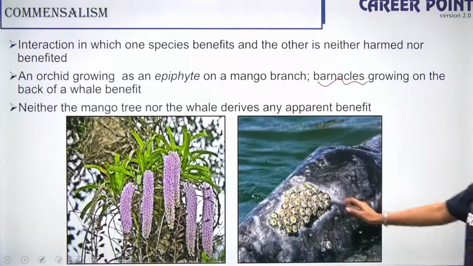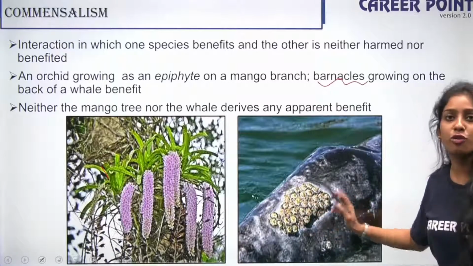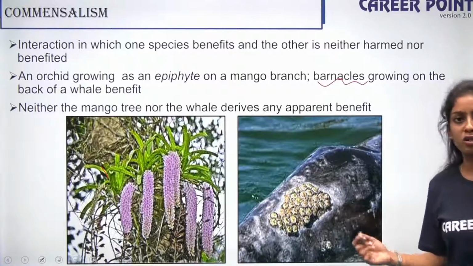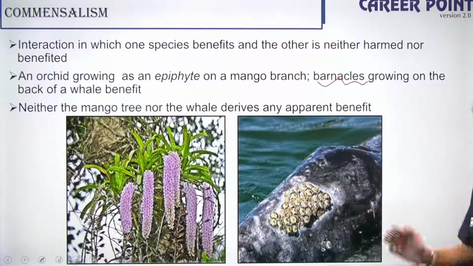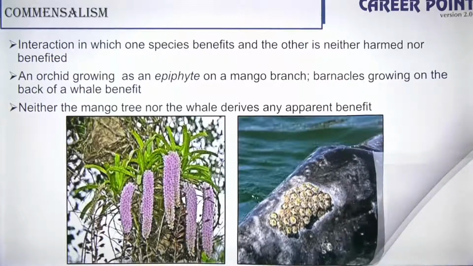And these are the barnacles present on the surface of your whale. They are small arthropods. Yes, they live on the dorsal surface of your whale. But here neither your mango tree nor your whale is being harmed. Alright, is this much clear?